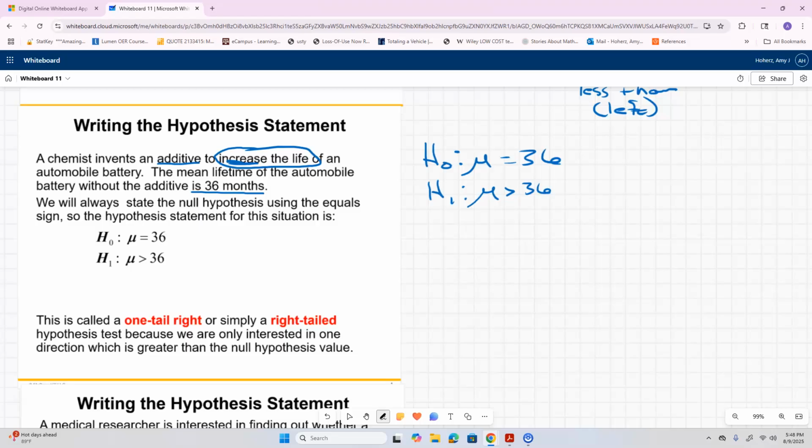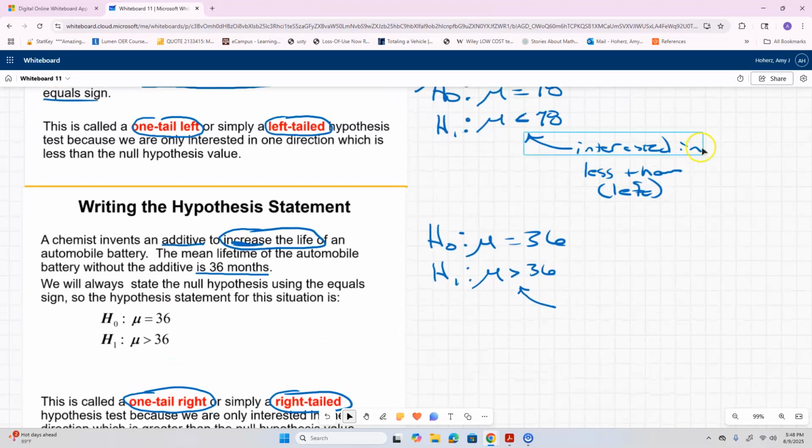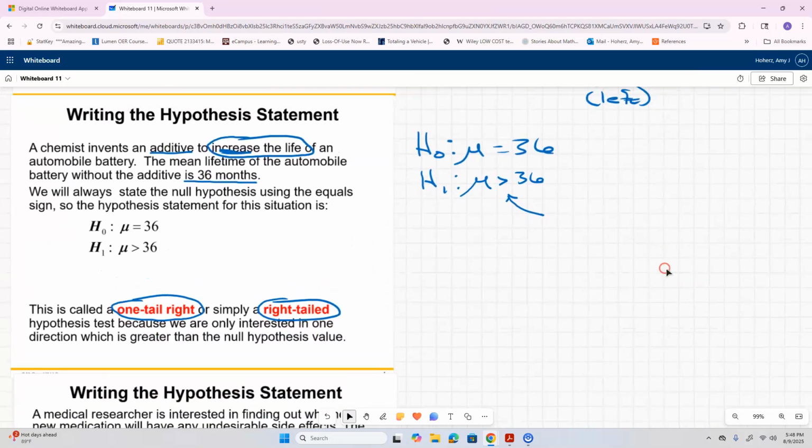And then this is considered a one-tail right or a right-tailed hypothesis test, because again, we're only concerned about one direction. Up here we were interested in only less than. In this case, we're only concerned with increasing, which is to the right on the number line. So we consider that a right tail. We're only interested in the right side of what the additive does to the life. Does it bring it up? That's what the researcher is interested in.